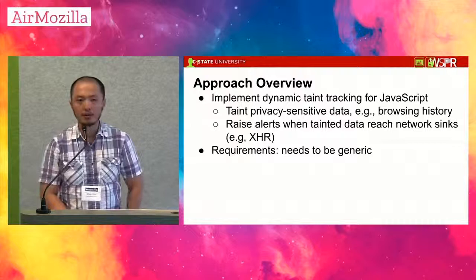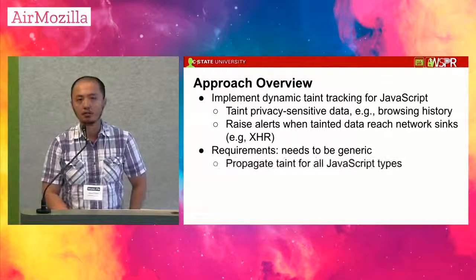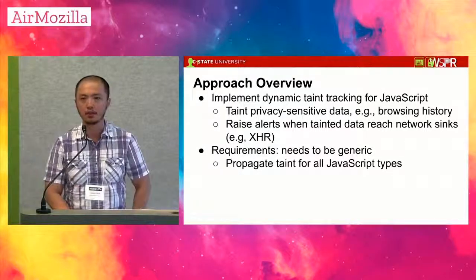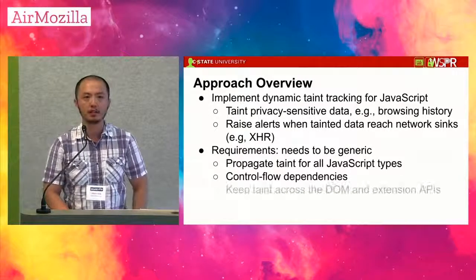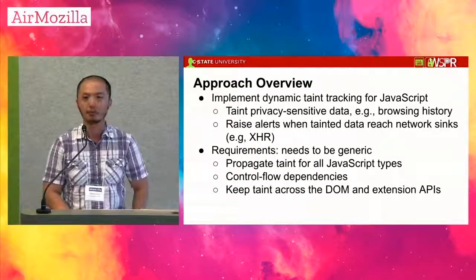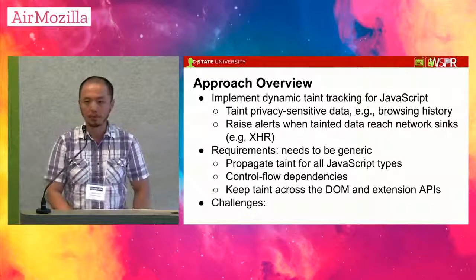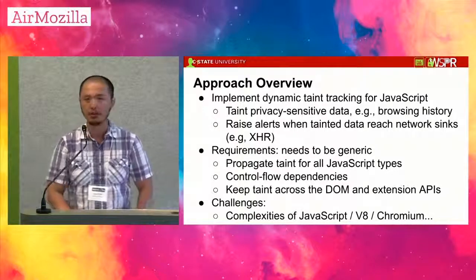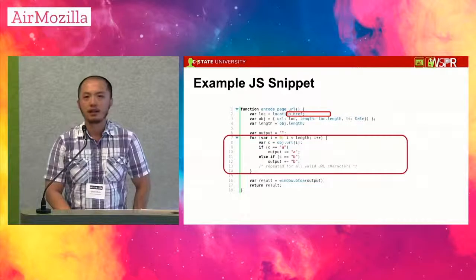But our requirement here is our taint tracking needs to be generic. So essentially, we need to propagate taint for all available JavaScript data types, so not just for the string type, for example. And we also need to handle control flow dependencies, and we need to also propagate taint across the DOM and extension API, which we mentioned before. But the challenges here come primarily from the complexities of the JavaScript language, the V8 JavaScript engine, and the Chrome browser itself.